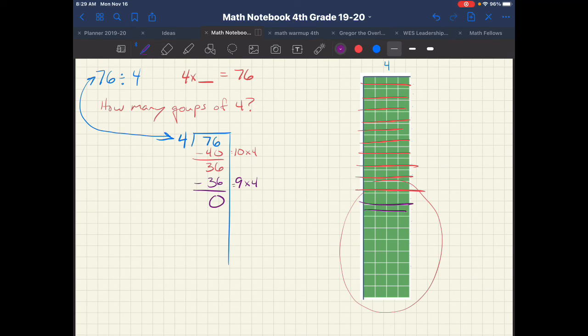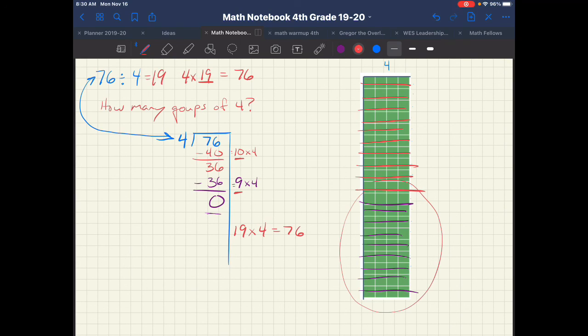So 9 more groups, 1, 2, 3, 4, 5, 6, 7, 8, 9 groups. I got rid of all of those groups of 4. I've got none left over, both in my picture and in my subtraction over here. I used 10 groups and 9 groups. That would make 19 groups of 4 equals 76. So 4 times 19 equals 76. 76 divided by 4 equals 19.